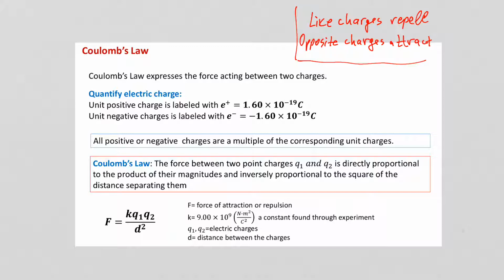Written as a formula, this reads as the electric force of interaction between two charged objects is equal to the product of the electric constant K, which has value of 9 times 10 to the 9th newtons meter squared per coulomb squared, times the charge of the first charged object times the charge of the second charged object divided by the distance between the two charges to the second power.